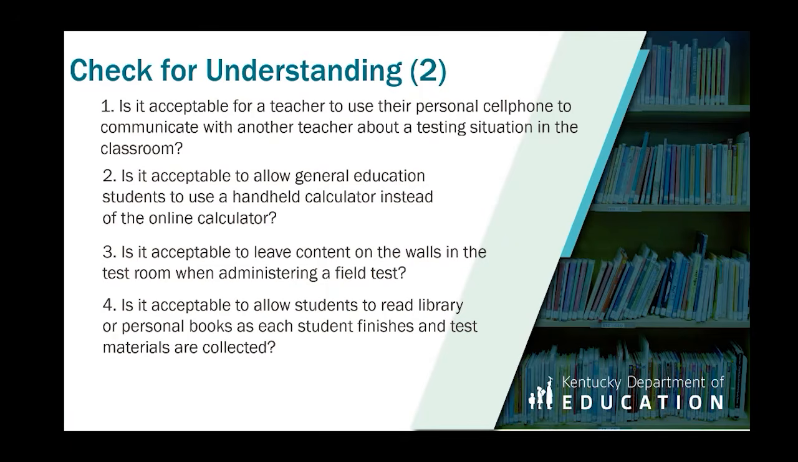It is time for our second check for understanding. So again, we will go through these yes or no questions and then discuss the answers. Question 1. Is it acceptable for a teacher to use their personal cell phone to communicate with another teacher about a testing situation in the classroom? The answer is no. It is not acceptable for a teacher to use their personal cell phone to communicate with another teacher about a testing situation in the classroom. However, that teacher and the BAC or a designee may communicate regarding testing situations.